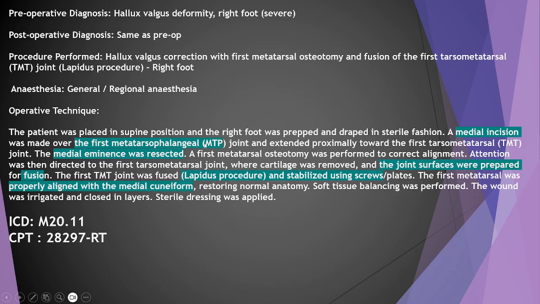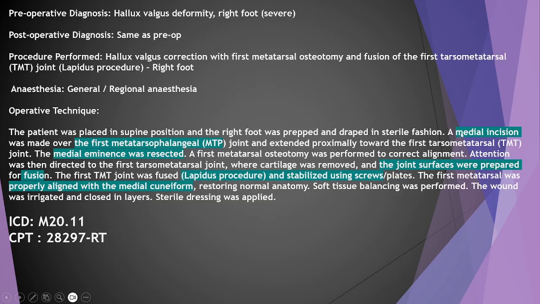So we'll see one OP report for this hallux valgus deformity, right foot, that is severe. Procedure performed: hallux valgus correction with first metatarsal osteotomy and fusion of the first tarsometatarsal joint, that is the Lapidus procedure, right foot. Anesthesia: regional anesthesia. Operative technique: the patient was placed in supine position and the right foot was prepped and draped in the sterile fashion.